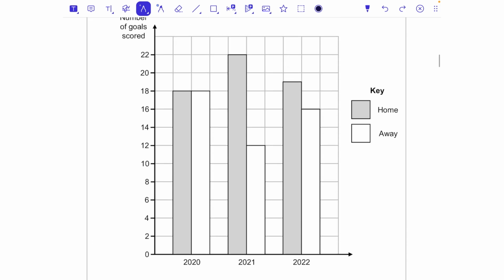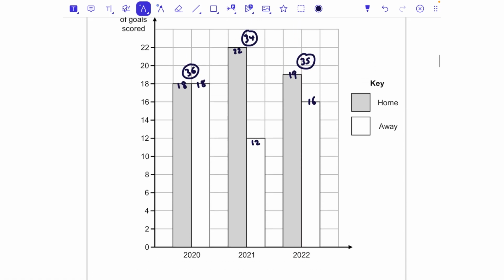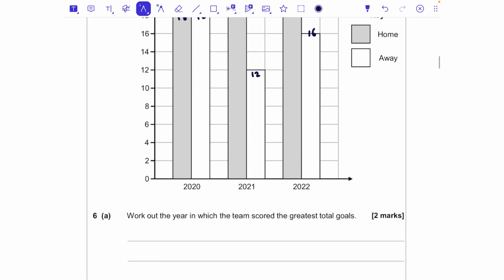So we're going to add together the bars. For 2020, I've got 18 and 18, so 36 goals scored altogether. For 2021, I've got 22 goals there and 12 goals there. Adding them together, that's 34 goals scored in total. For 2022, this is 19 and this is 16. Adding them together, I get 35 goals. So the year where the most goals were scored is going to be 2020.